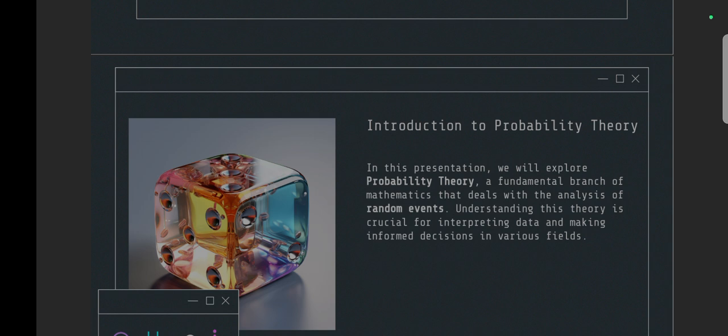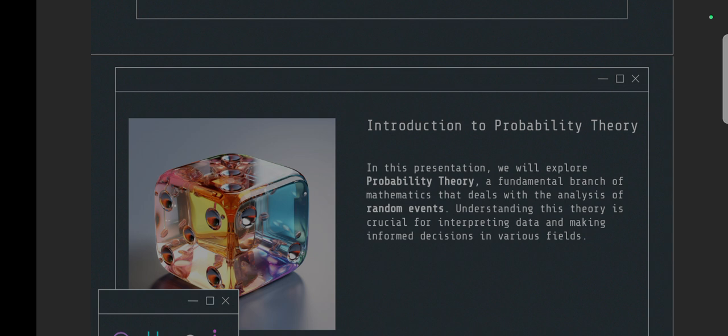There are some key concepts of applications of probability theory in random experiments, like random experiment, sample space, events, probabilities, independent events, conditional probability, and Bayes theorem.